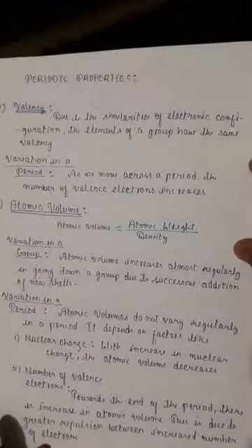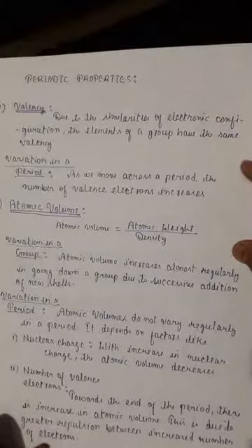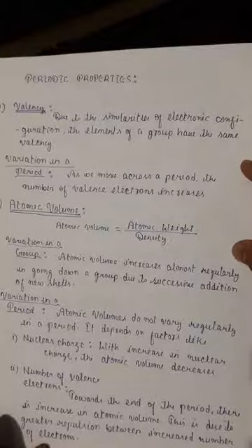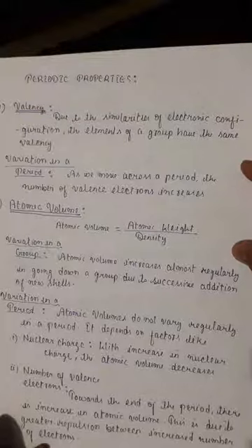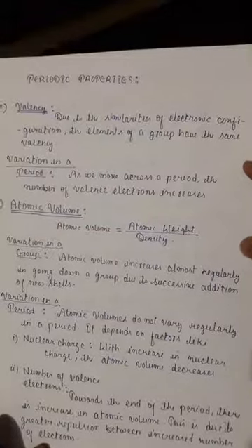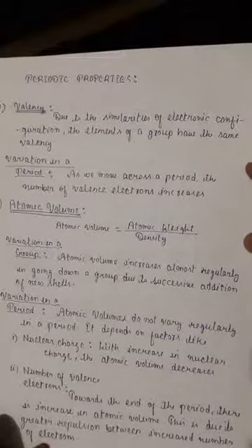Hello students, we'll be continuing with the third chapter, and today we are going to discuss periodic properties of elements. Okay, so periodic properties, different properties like valency, atomic volume, electronegativity, electron affinity, and also ionization potential. So the basic definitions and how they vary across a period or down the group we had already discussed. So most of the topics will be recapitulation, and there will be few important topics where you need to focus.